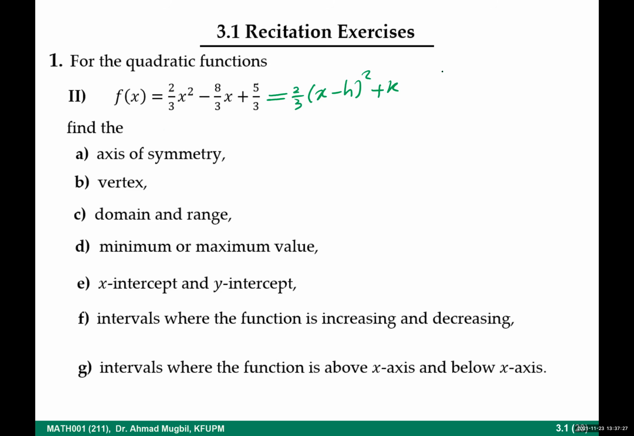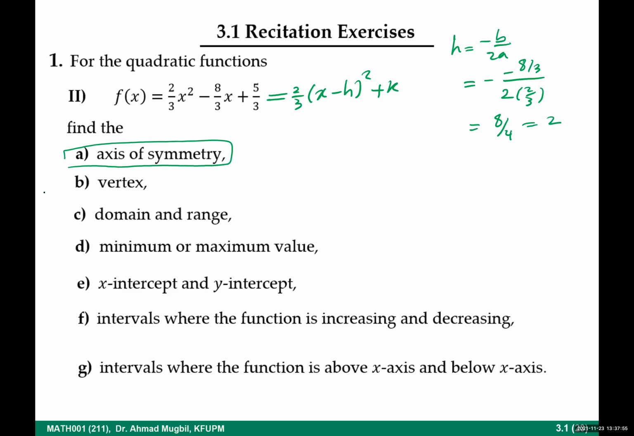What is h? H is negative b over 2a. What is b? Negative 8 over 3, over 2 times a. A is 2 over 3. Simplify. Negative by negative will be positive. It will be 8 over 4, which is 2. So you can now answer the first part, the axis of symmetry. What is the axis of symmetry? x equals 2. It is a vertical line. Be careful: x equals 2.